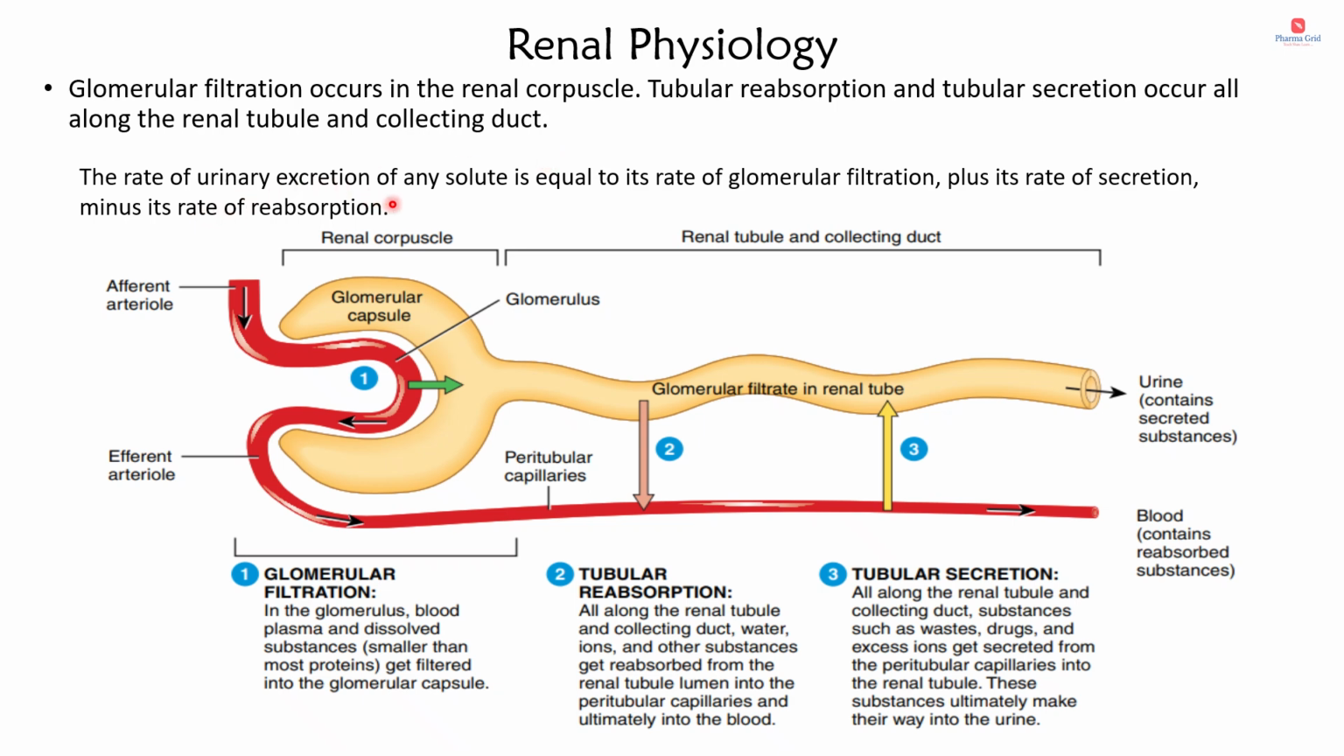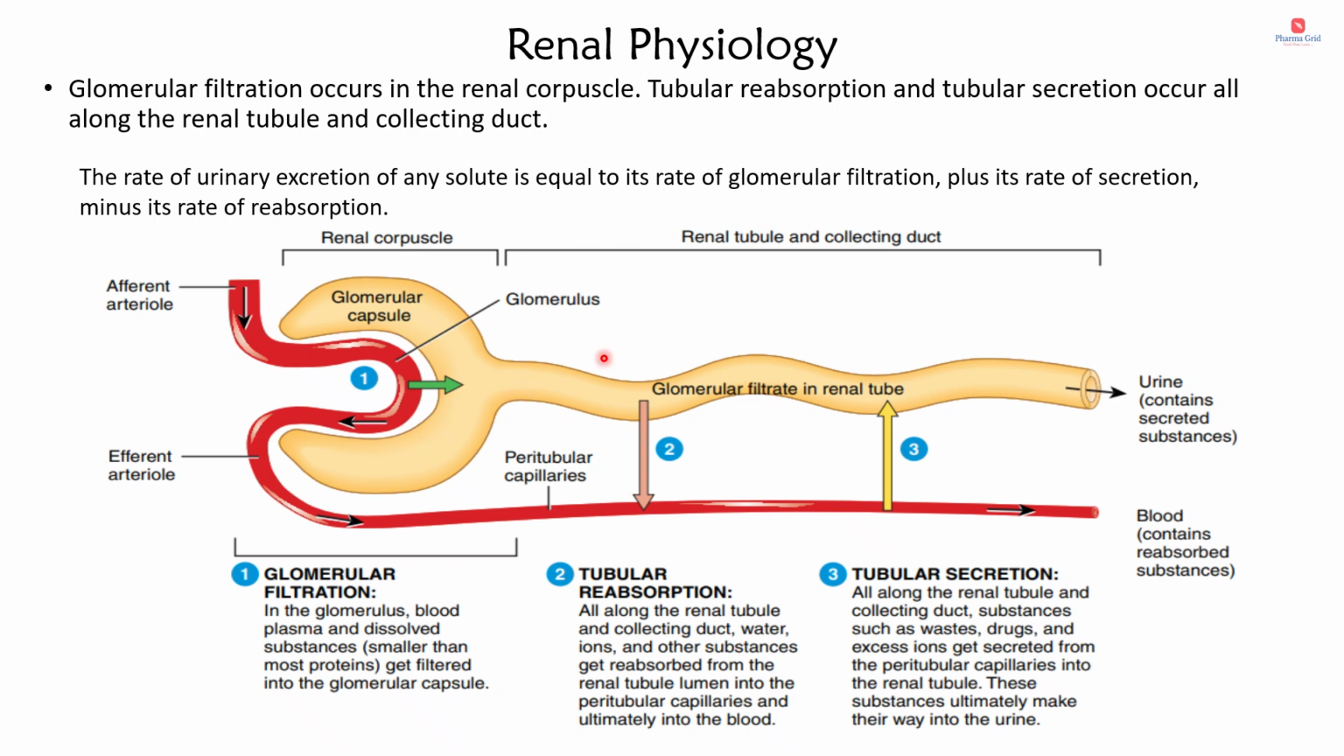So the rate of urinary excretion of any solute is equal to its rate of glomerular filtration plus its rate of secretion minus its rate of reabsorption. That is, net renal excretion is equal to glomerular filtration plus tubular secretion minus tubular reabsorption.